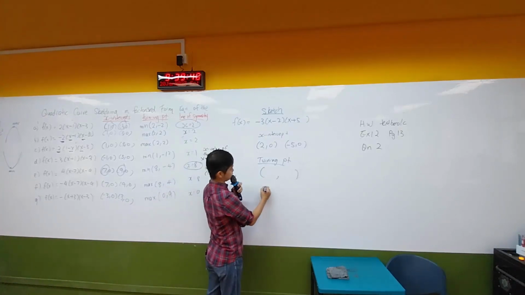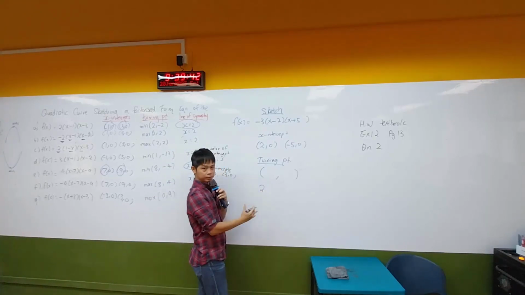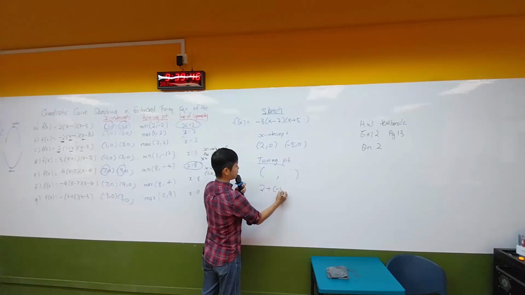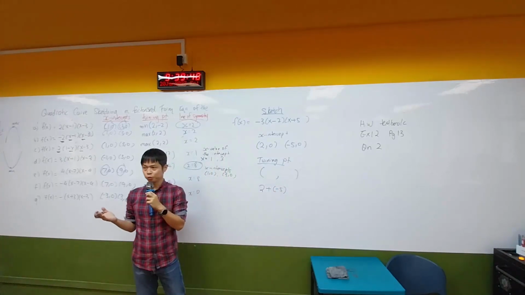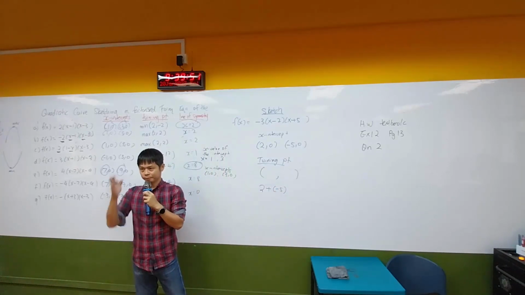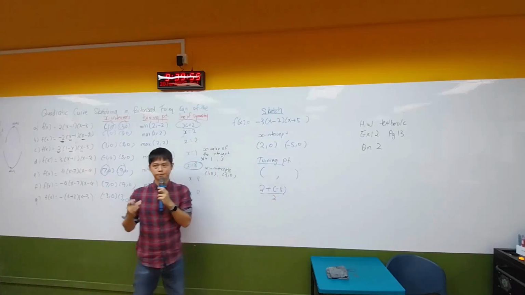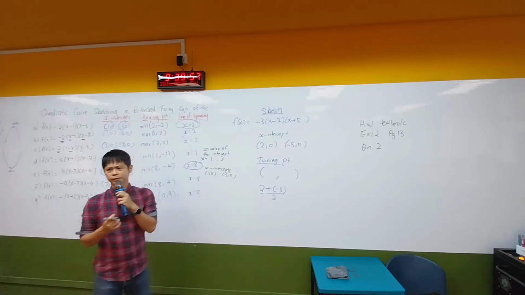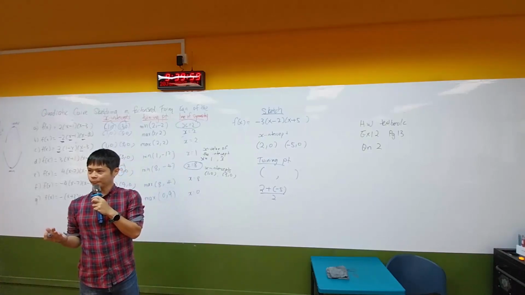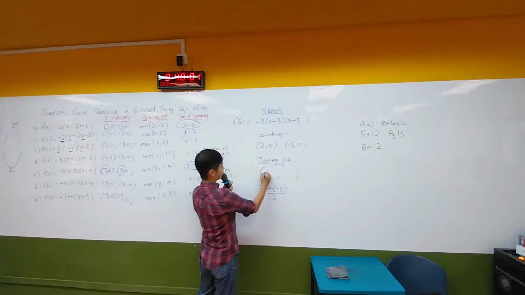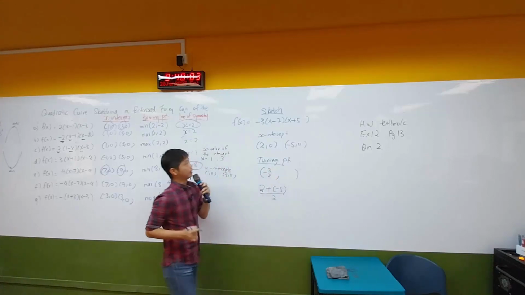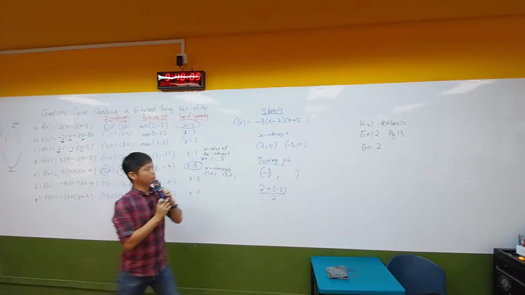Yes, correct, it's in the middle. I will take the first number plus the second number. And what do I do with these two numbers after adding up? I want to find the middle, so I divide by 2. And the answer is, press your calculator, it will be -3/2 or -1.5.